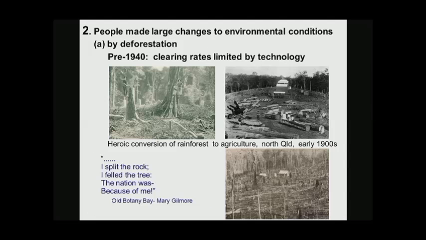The other factor associated with all this invasion by new species is the changes that we have been making, again people making, to environmental conditions. And deforestation is an important part of that. So in Australia, for example, conversion of forest to agricultural land was a heroic endeavour of the early colonists. And so you have Mary Gilmore's poem there, "I split the rock, I felled the tree, the nation was because of me." A really important activity.